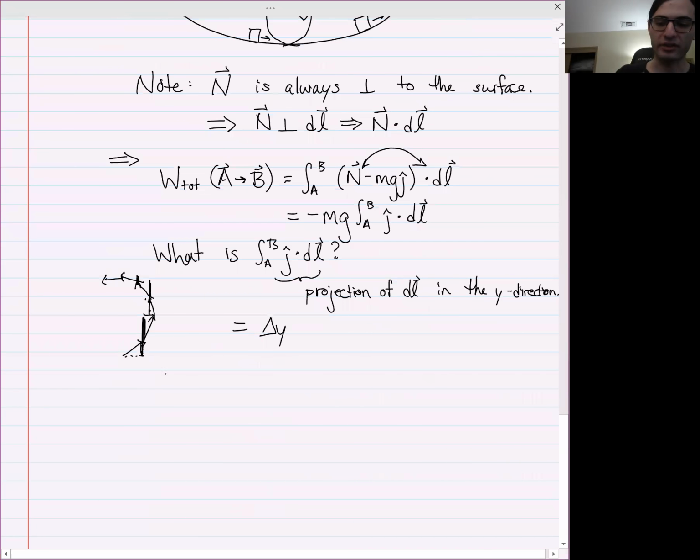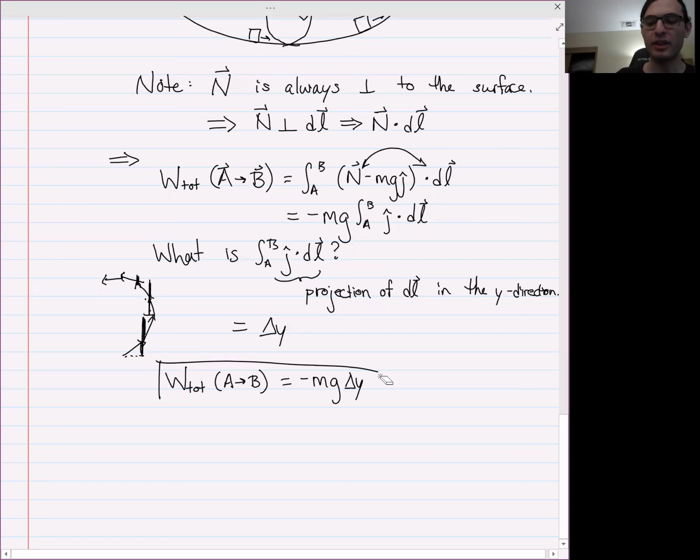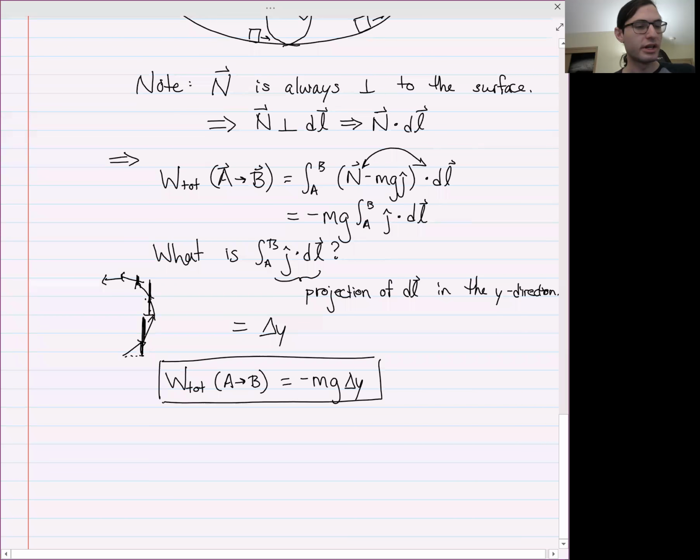So what that tells us then is that the total work in this particular scenario, that's not a vector, sorry, is just negative mg delta y. Now, in the lecture notes, I'm going to go into a little bit more detail. So if you want to see this argument of how this integral of j dot dl is delta y, check the lecture notes. I kind of explained it in words, but if you want to see it written out more, go check the lecture notes after lecture.